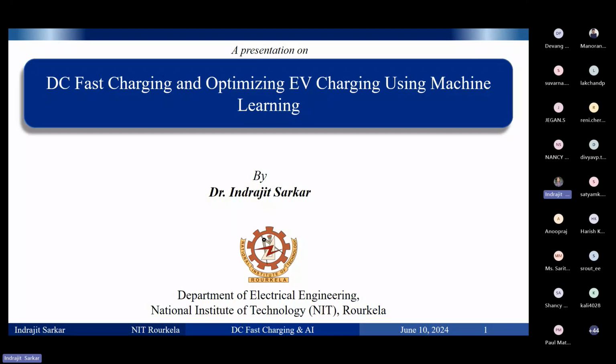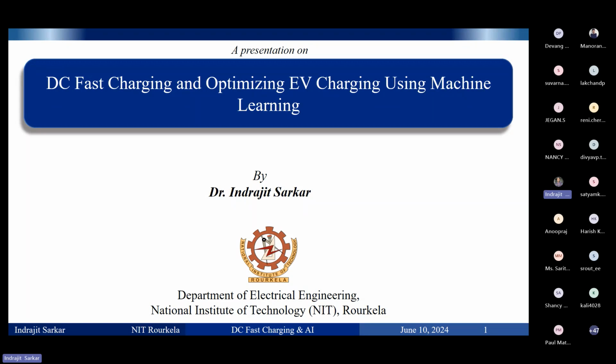The shift is moving towards EV, but there are a few challenges that we are facing and are going to face in the near future. One is battery technology, because when it is an electric vehicle, the only source of energy is the battery. So battery technology has to be improved significantly. That is one challenge.